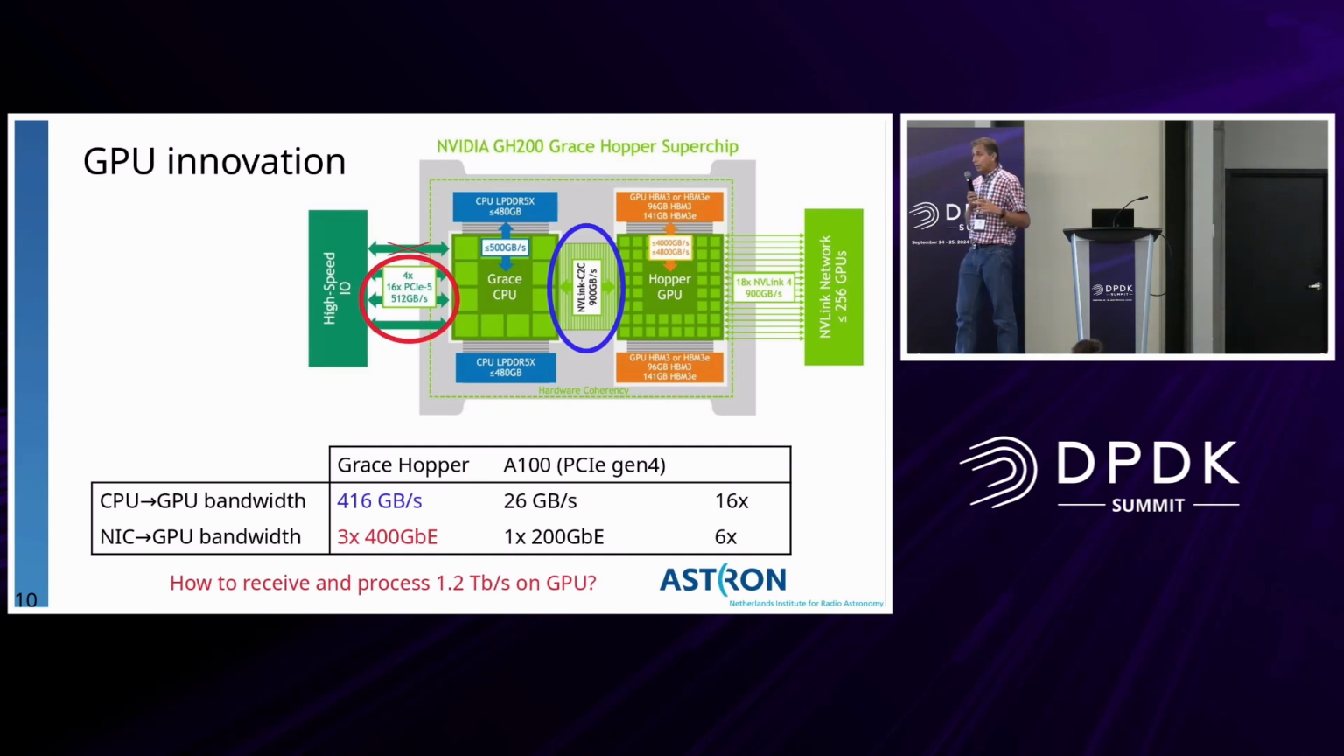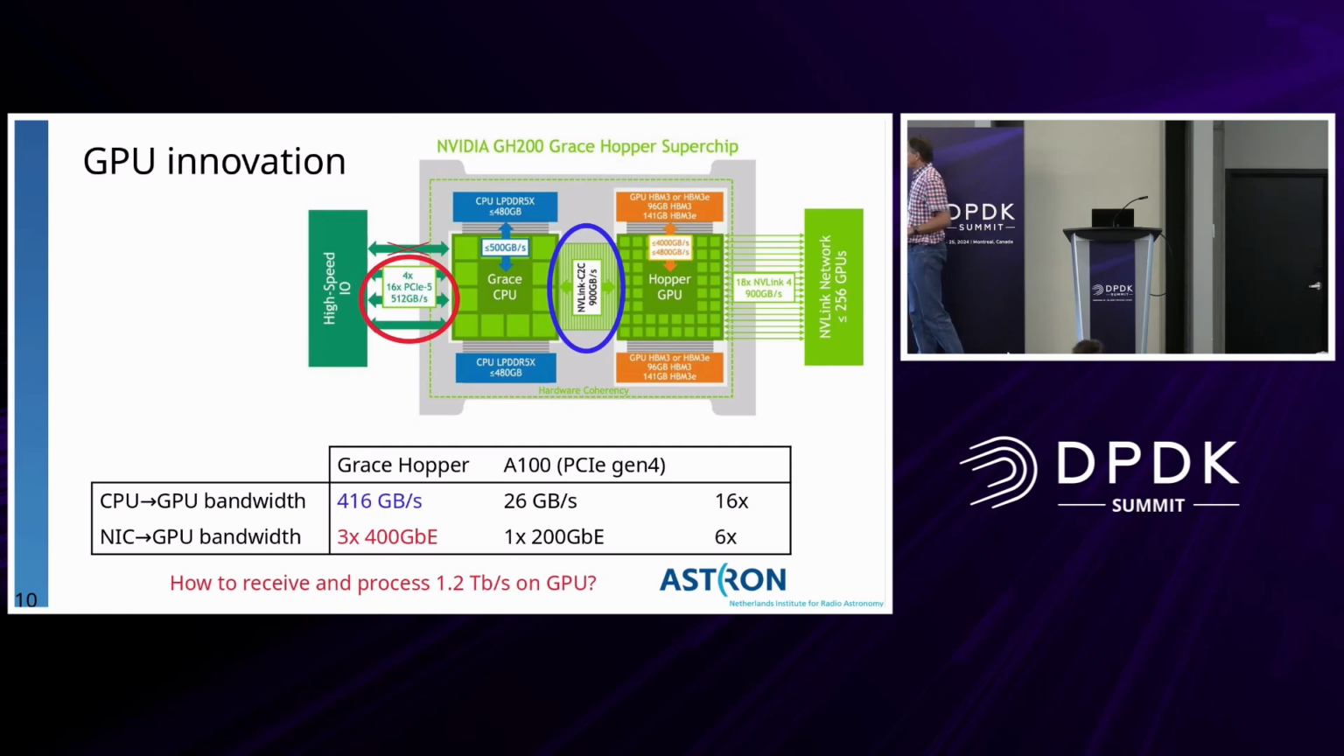But last year, NVIDIA introduced this great new GPU architecture. It's called Grace Hopper. And it's not just interesting because it's the fastest GPU on Earth. The most interesting part is this blue circle, the interconnect between the CPU and the GPU. That used to be PCI Express in previous generations, but now it's NVLink, which in practice gives us 16 times more bandwidth between the CPU and the GPU than with previous generation GPUs.